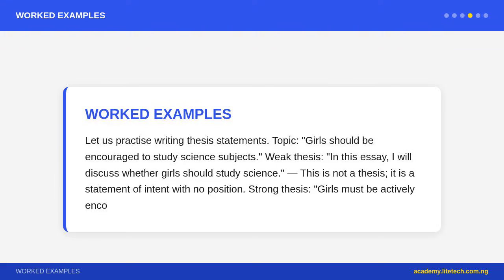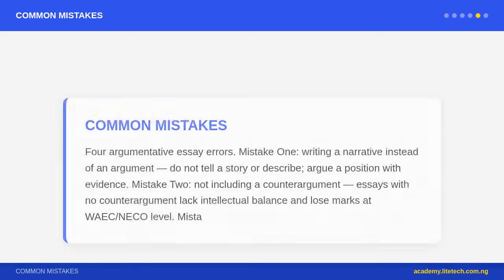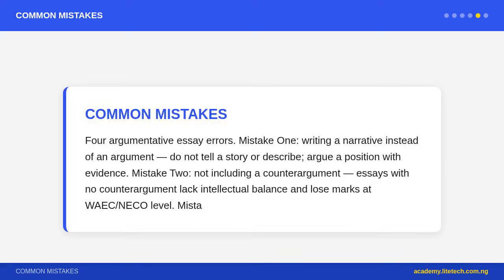2. Summarize the key arguments briefly. 3. End with a memorable closing, a call to action, a prediction, a final quotation, or a return to the opening hook. Example conclusion: it is clear that mobile phones in secondary school classrooms do far more harm than good.